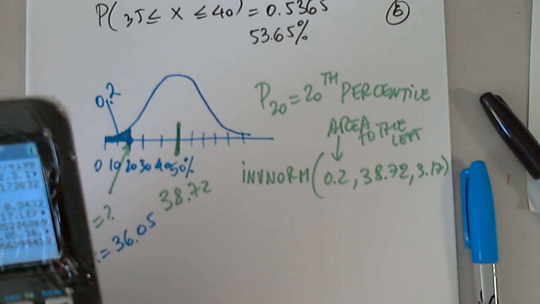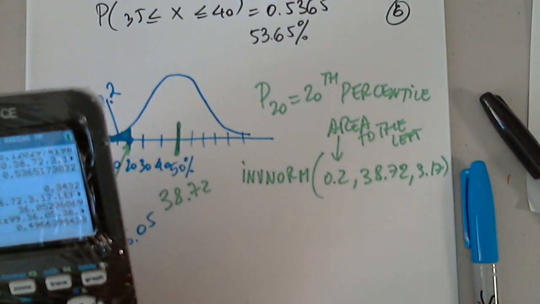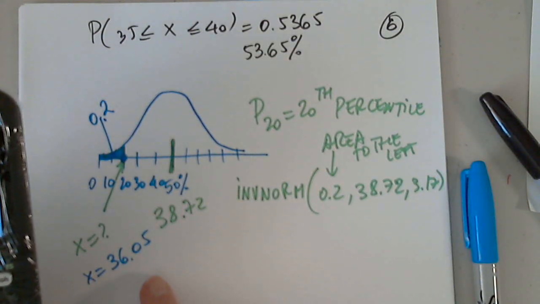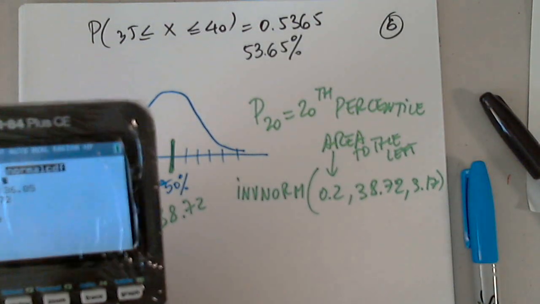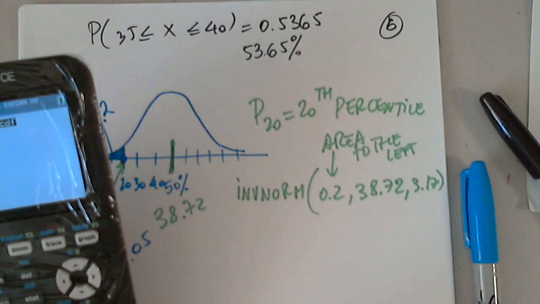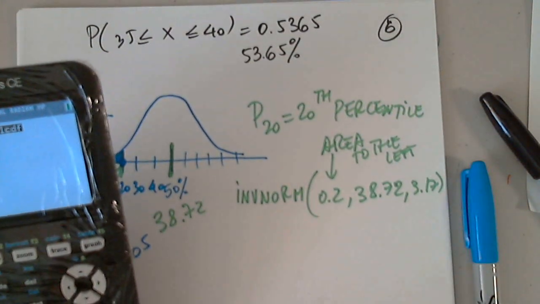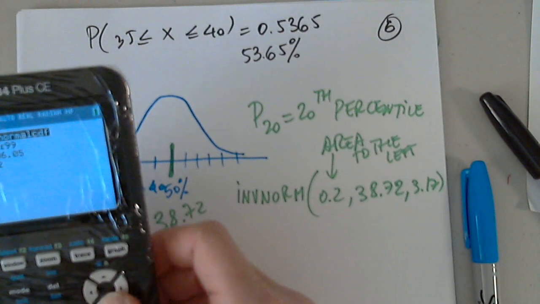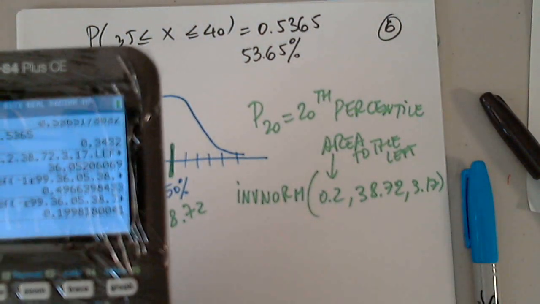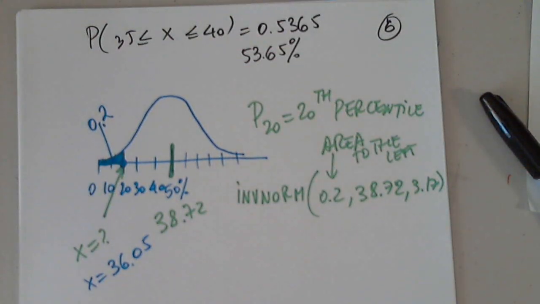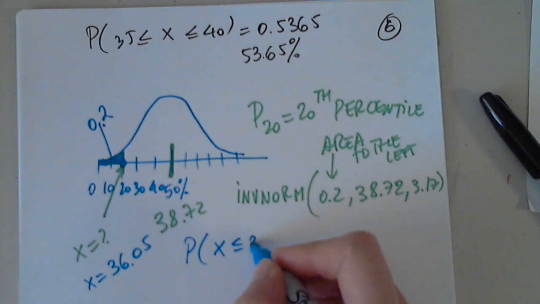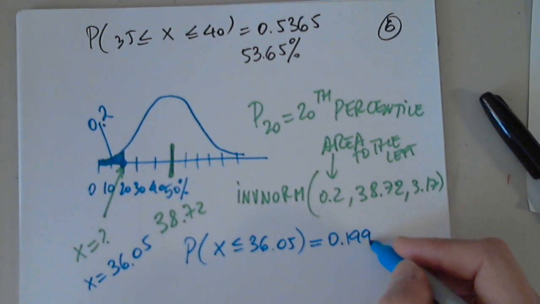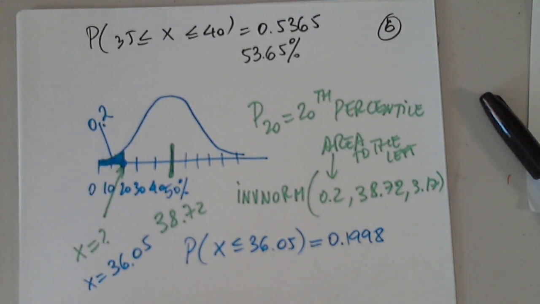And it is not giving me 0.2. So I have a problem with the syntax of the normal CDF. Okay, I got it, I typed something wrong. So the lower is negative infinity, the upper is 36.05, the mean 38.72, the standard deviation 3.17. I have to get 0.2. If I don't, something is wrong. Yes, 0.1998. So the probability that X is less than or equal to 36.05 is 0.1998, the closest to 0.2 that I could find.